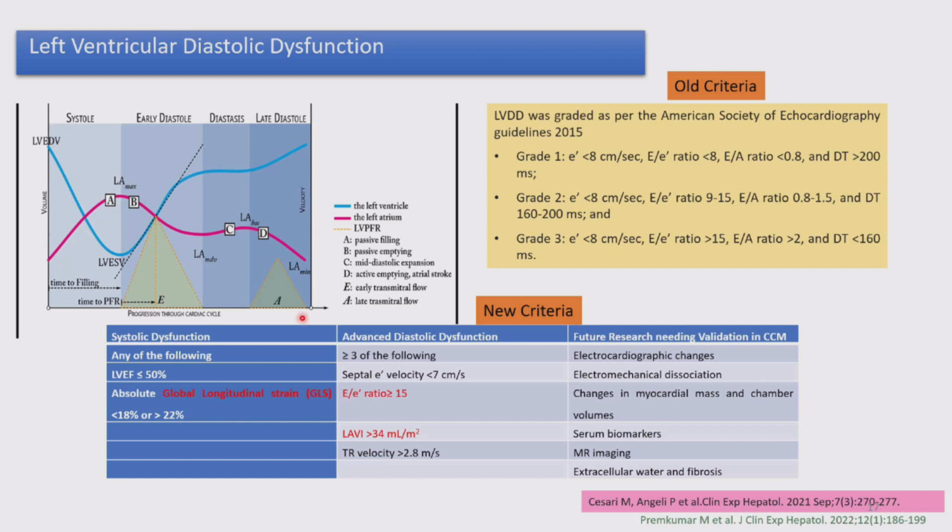Therefore, in the assessment of cirrhotic cardiomyopathy, there's a change in the diagnostic definition. Earlier, we used to use the ASE guidelines, but the new CCC criteria approved in 2020 use these four elements, the septal recordings of the E prime velocity, and also take into account the left atrial volume index. There's a new modality for measurement called speckle tracking, which uses the global longitudinal strain as a measure of systolic function. Therefore, we require more research in this area to see which would be most relevant to us and our patient population.